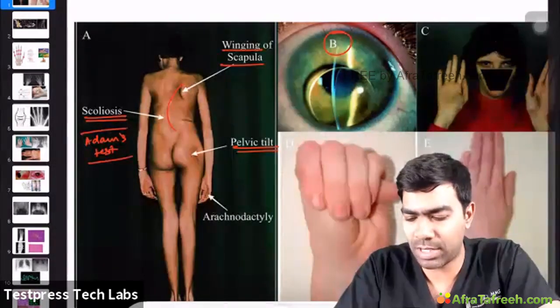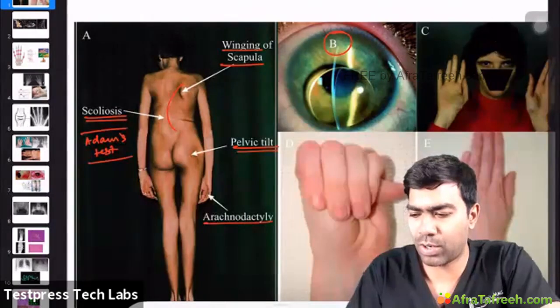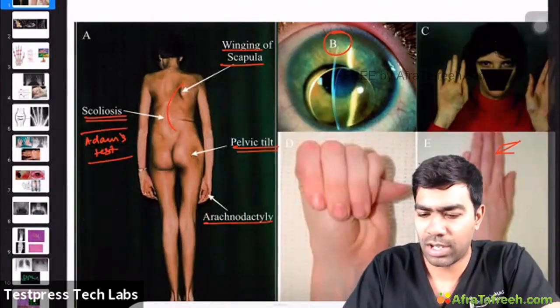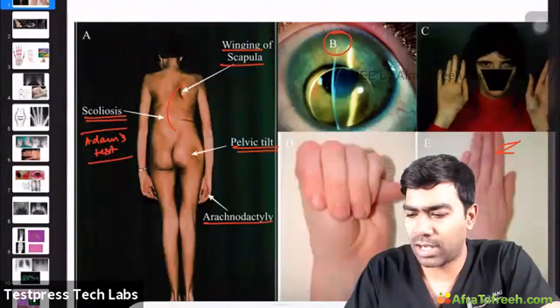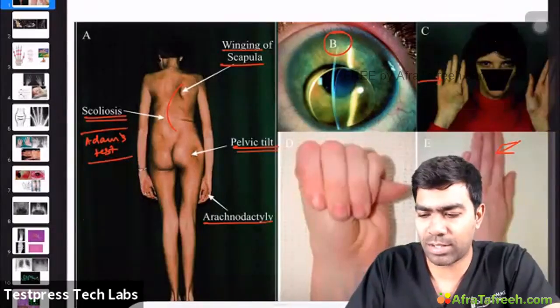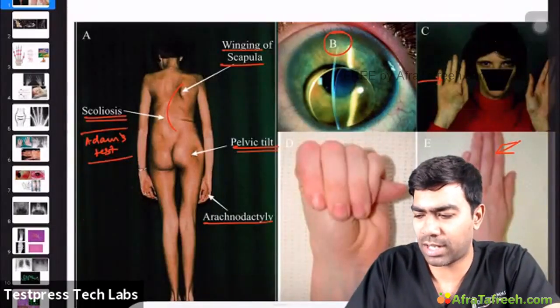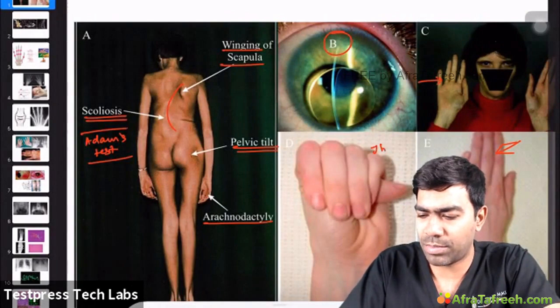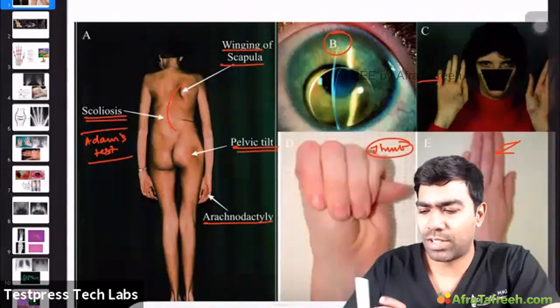So that's called Adams test, and you can see these patients are having arachnodactyly, and this is another example of arachnodactyly here. And this is another example of arachnodactyly. These are some special signs like thumb sign and wrist sign. So you know what you mean by thumb sign. So this is how you do a thumb sign.